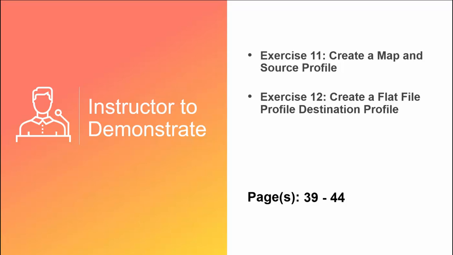I'm now going to walk through setting up and configuring our map using both the source, which will be an XML profile, and our destination, our flat file profile. This is exercise number 11, which will be to create a map and the source profile, and exercise number 12 to create a flat file profile, the destination profile. This begins in your book on page 39 and goes to page 34.